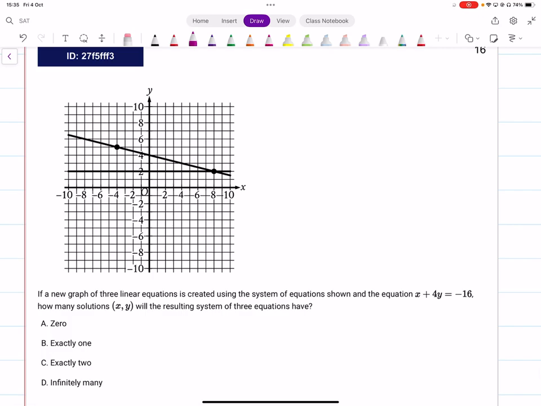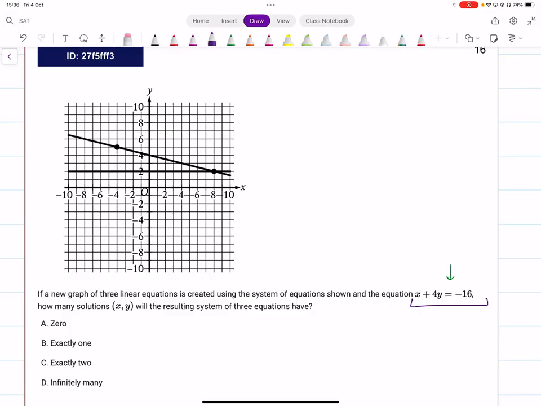So you can see a graph here. If a new graph of three linear equations is created, using the system of equations shown and the equation x plus 4y equals negative 16, how many solutions x, y will the resulting system of three equations have? Okay, so on the graph, you see two equations, right? You have two equations already on the graph. And then they're saying there's another equation that you also sketch here on the same graph. How many solutions will the resulting system have?